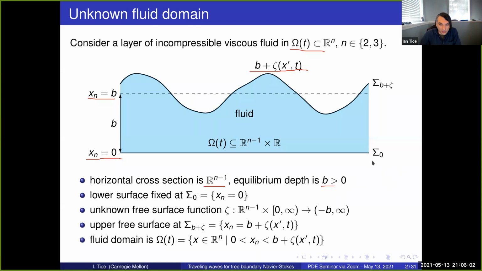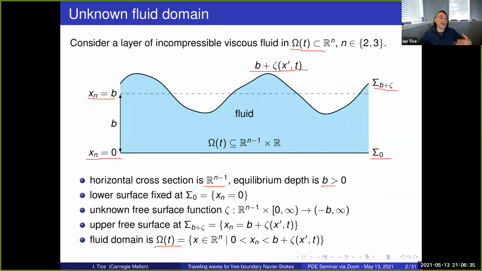So some notation that I'll use is I will write Sigma_0 for the bottom, Sigma_{b+zeta} for the top part here. That's the unknown free surface at the top. And then the fluid domain omega of t is just the collection of points in blue here, where the vertical variable is bounded below by 0, so that it's bounded below by this flat bottom, and above by the free surface. Okay, so you can think about this as a very simple model of the ocean, where the bottom is completely flat and the surface is given as the graph of a function.